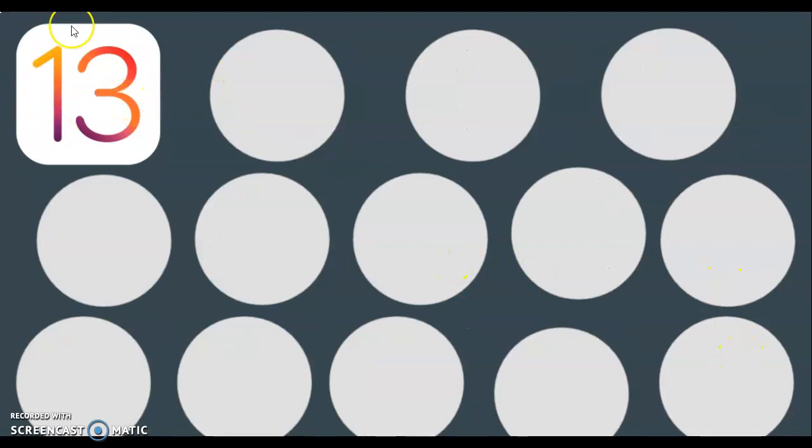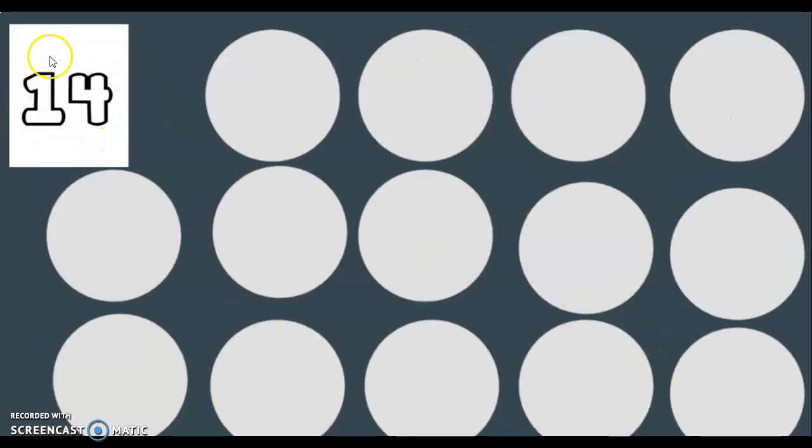After 12 is the number 13, so we'll make sure we have 13 circles or 13 items in our group. We have 1, 2, 3, 4, 5, 6, 7, 8, 9, 10, 11, 12, 13. So next after 13 we have 14, which is one more than 13. So we'll count, make sure we have 14. We have 1, 2, 3, 4, 5, 6, 7, 8, 9, 10, 11, 12, 13, and one more makes 14 circles in our group.